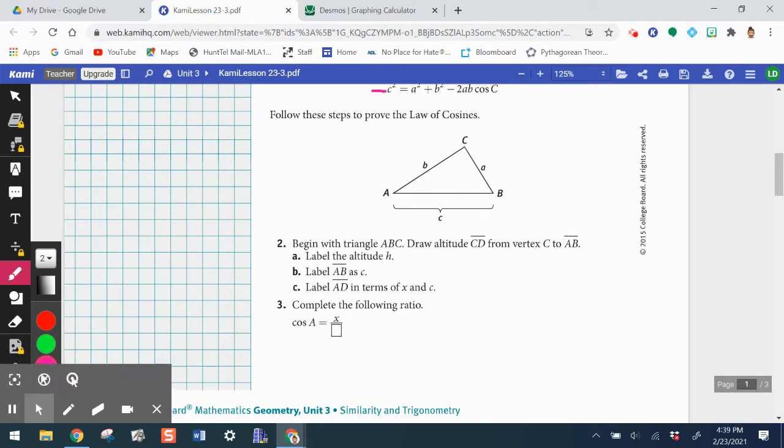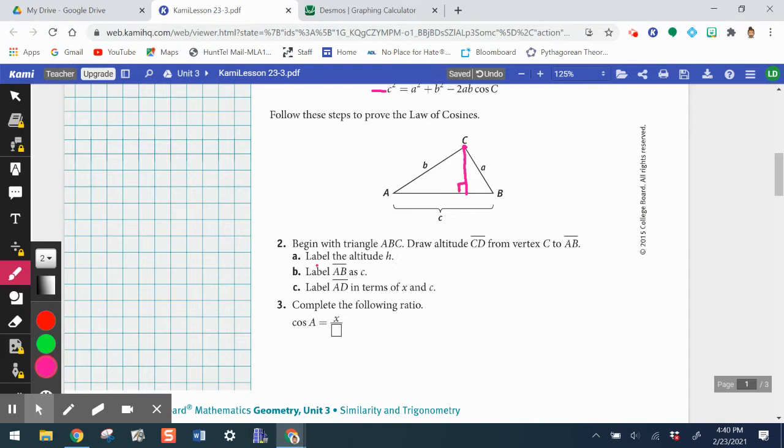It says begin with triangle ABC, very similar to the diagram. Notice they've already labeled these 3 sides opposite of their respective vertices. It says draw altitude CD from vertex C to AB. Remember, the definition of an altitude is a segment that is perpendicular to the opposite side of a triangle. So starting from vertex C, we're going to draw a segment that is perpendicular to AB. What happens here, and we actually use this to prove the Pythagorean theorem true, is it creates 2 right triangles.